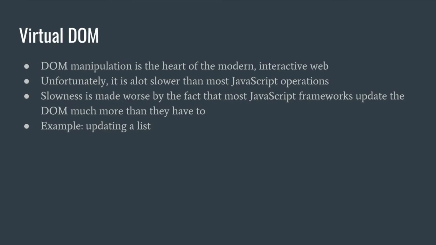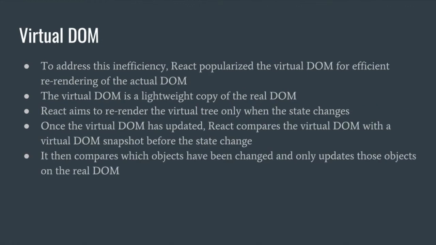As an example, let's say that we have a list that contains 10 items. We check off the first item, but most JavaScript frameworks would rebuild the entire list, so that's 10 times more work than necessary. We only change one item, but the remaining 9 get rebuilt the exact same way.